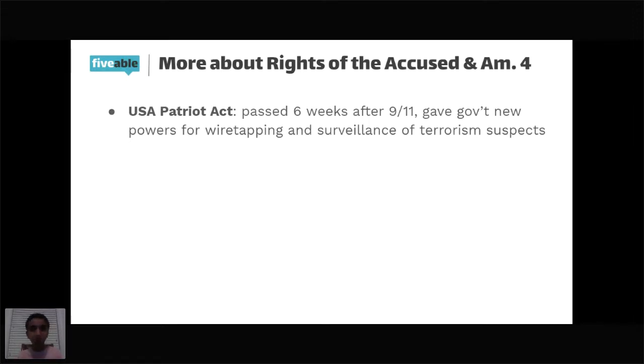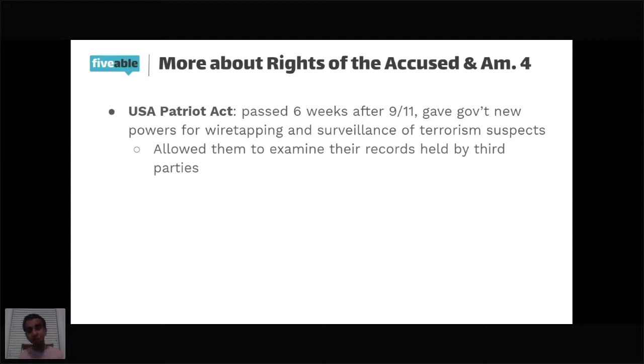This was controversial at the time because it allowed them to examine records held by third parties. So this is like doctors' offices, internet service providers, I believe restaurants and places that you went to. They could examine those records as well, your medical records, stuff like that.